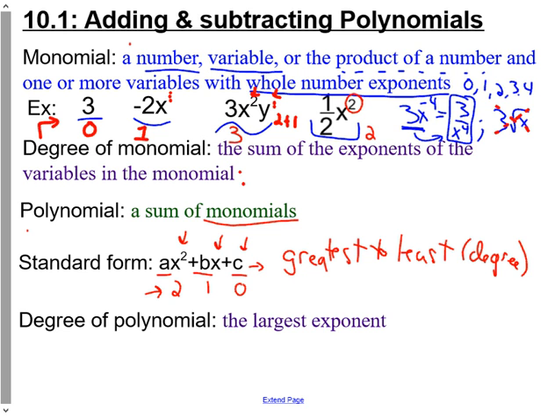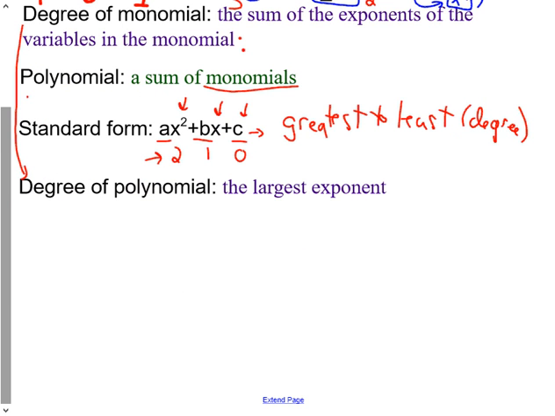And then lastly, the degree of a polynomial. Now that we've got a monomial, what about a polynomial? We're only looking at the largest exponent. If you look at ax squared plus bx plus c, ax squared has the largest, so the degree of that one would be 2. How do you determine that? Just list the degree of each piece. The largest number is 2, therefore the degree is that largest number.